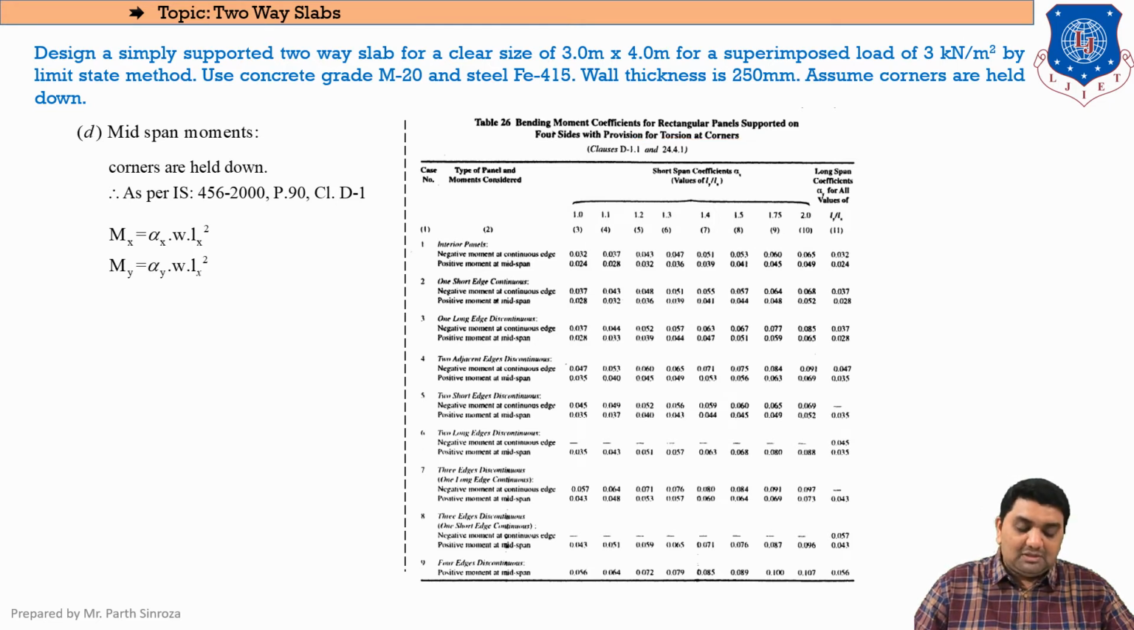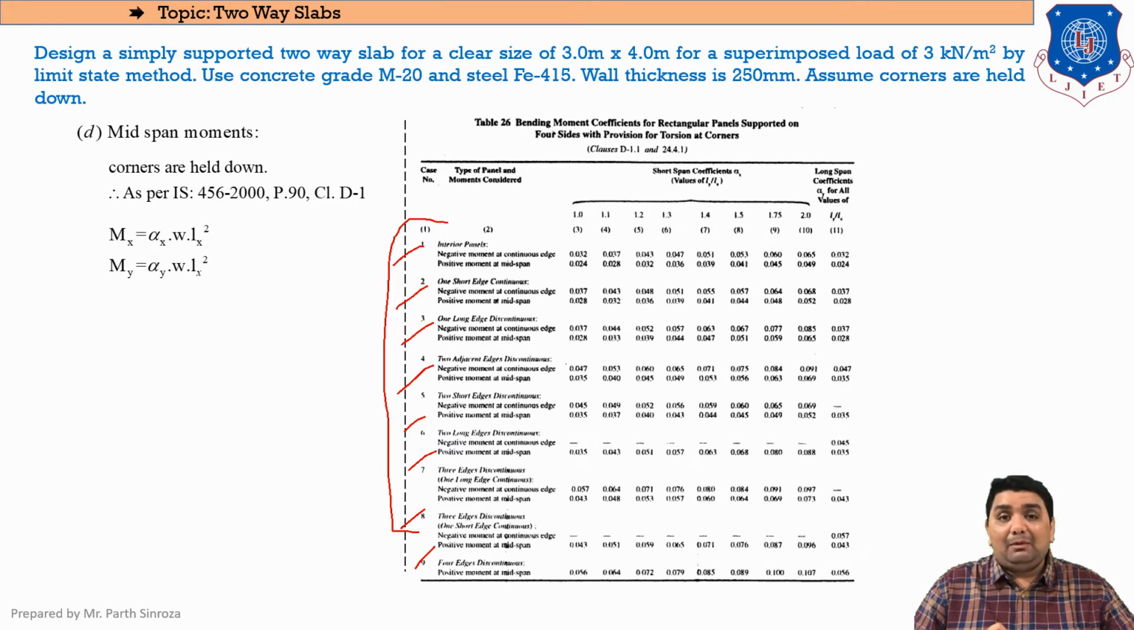Clear? So this table is used to find the coefficients of bending moment when the condition is given as corners are held down. In this case you can see a total of 9 cases are present here. Out of these 9 cases, it is important to understand which case is applicable in which condition. Case number 1 to case number 8 are for continuous slabs. Again repeating, case number 1 to case number 8 are only applicable for two-way continuous slabs that we will refer to in the next sessions.